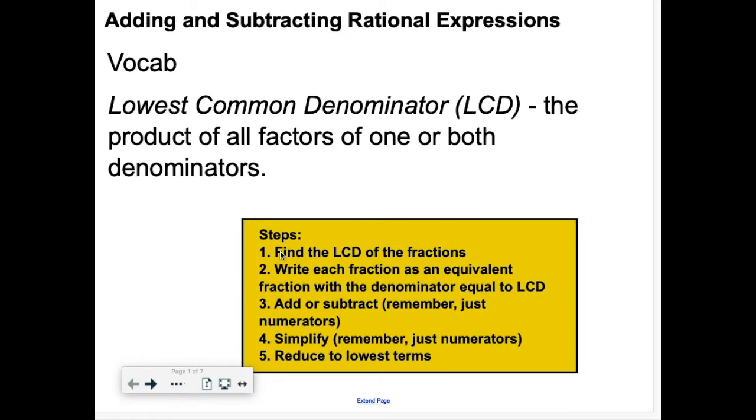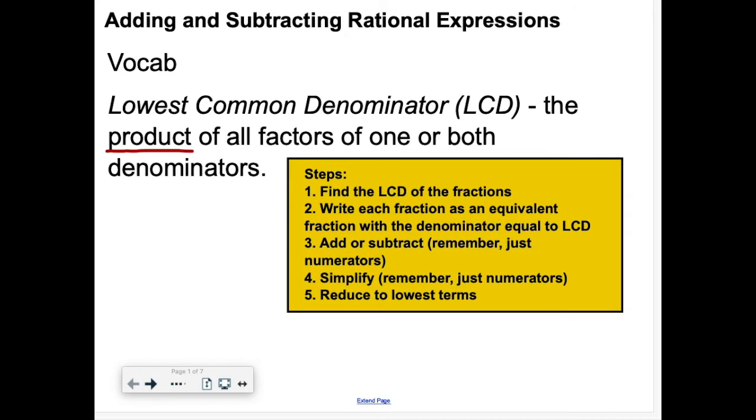So let's go take a look at it. Well, the first thing we need to talk about with adding and subtracting rational expressions is a bit of vocabulary. And it's something you have definitely seen before, the lowest common denominator, the LCD. It's the product of all the factors of one or both of the denominators. And now the important thing, as we've been seeing with factoring, is the product. We know that is going to be incredibly important.